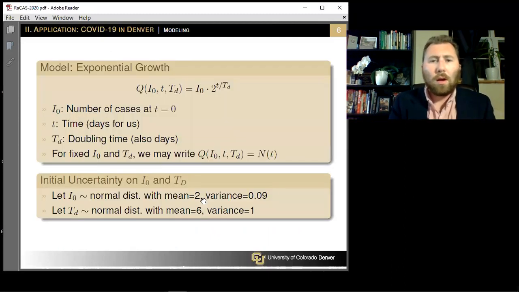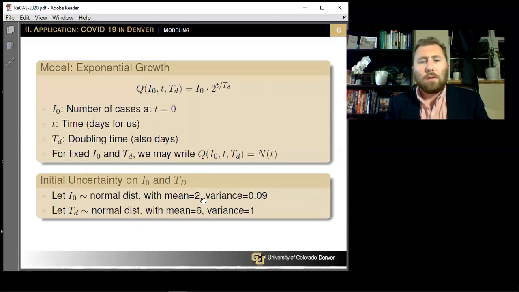Okay. Now, how do we model exponential growth? Here's a model, and I'll continue to use our notation of capital Q. Exponential growth is usually modeled using some assumption about the initial number of confirmed cases in the population, the time, and here we're going to use days, and a doubling time. So how long does it take for that population of confirmed cases to double in the population? And that's also going to be in the unit of days.